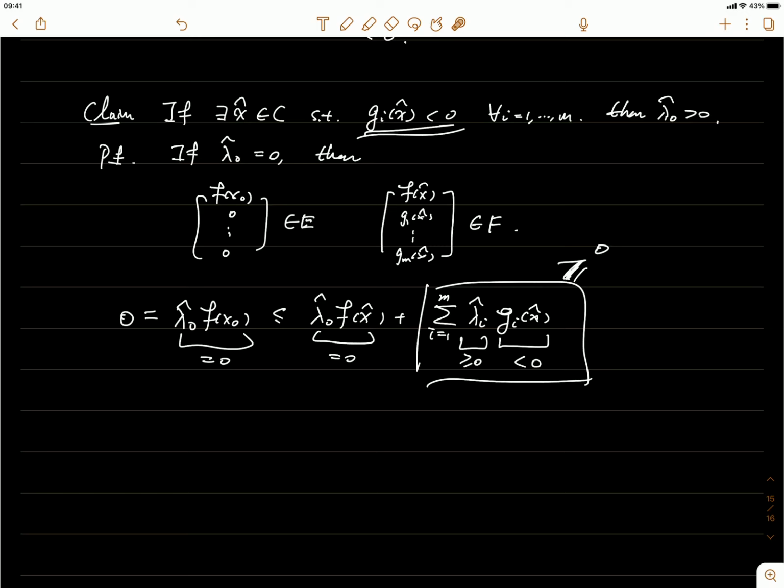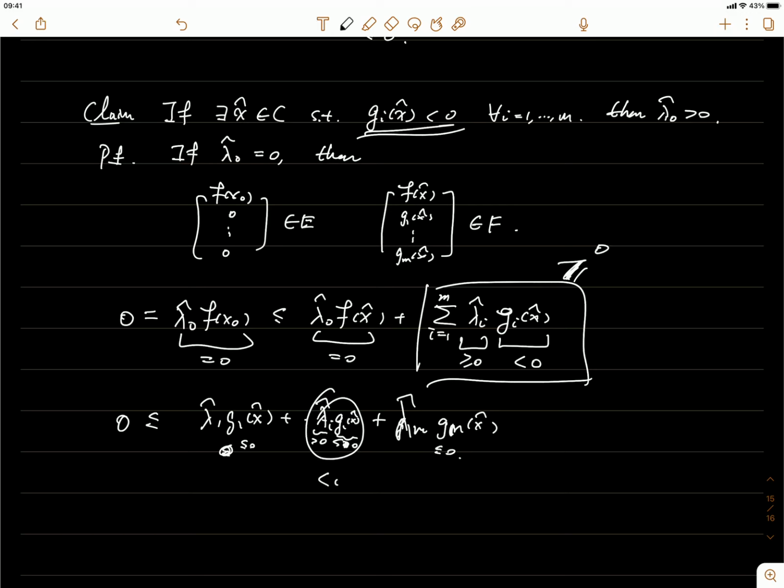But all the other terms must be less than or equal to 0, right? So say you have lambda 1 hat g1 of x hat plus all the way to lambda m hat g_m of x hat. You know that this is greater than or equal to 0, and you know that every term is less than or equal to 0. Okay, and now if there's some point in between where one of them is greater than zero, this is strictly less than 0, and this is greater than 0.